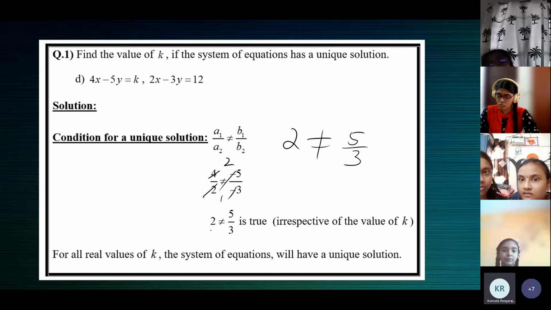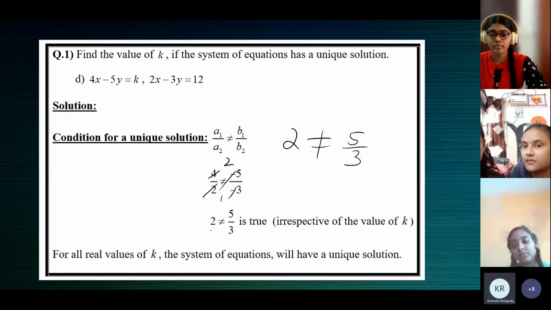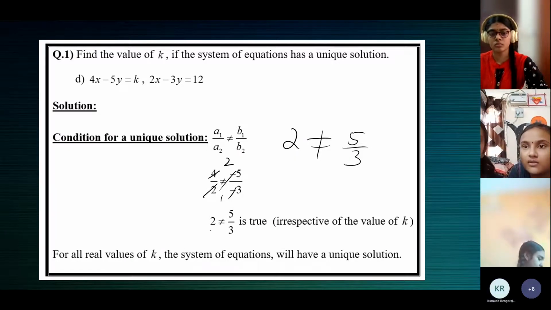So here, for all real values of k, because 2 is not equal to 5 by 3 is true, the system of equations will have a unique solution. Whatever be the value of k, A1 by A2 will not be equal to B1 by B2. So for all real values of k, the system of equations will have a unique solution. Take a picture, children.